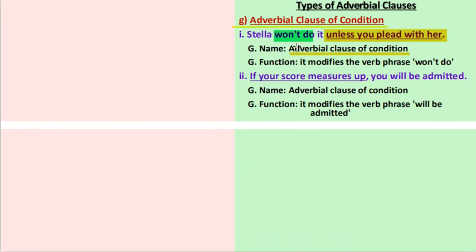The second and the last example here says, if your score measures up, you will be admitted. If your score measures up is an adverbial clause of condition. It states what must be done before the verb in the main clause is achieved. The grammatical function, it modifies the verb phrase will be admitted. It means if the person's score does not measure up, the person will not be admitted. So we call it adverbial clause of condition.